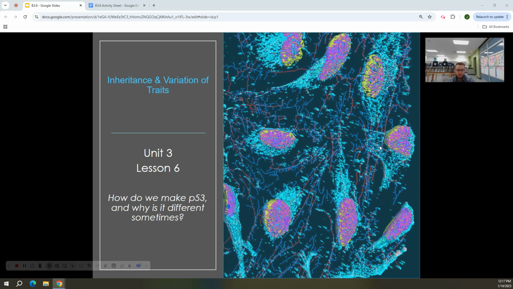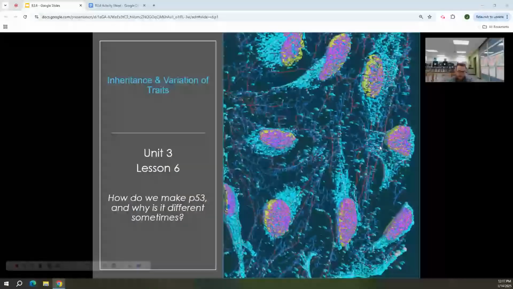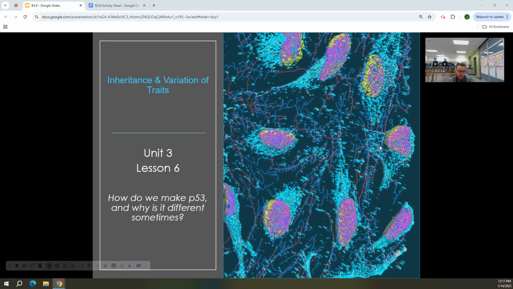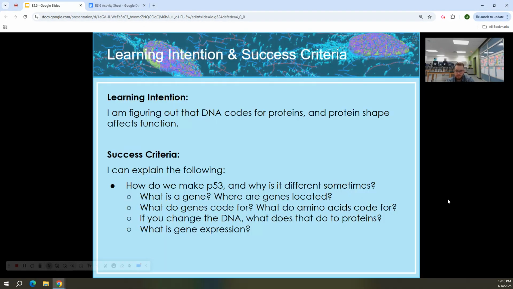All right, welcome back to Unit 3, Lesson 6. In this lesson, we are going to be investigating how we make P53 and why it is sometimes different, why it's not always the same P53 or the same type. All right, starting Lesson 6 with our learning intention and success criteria.